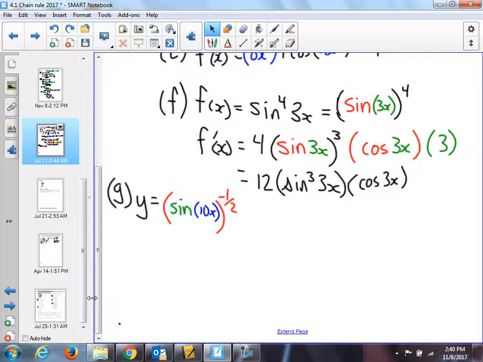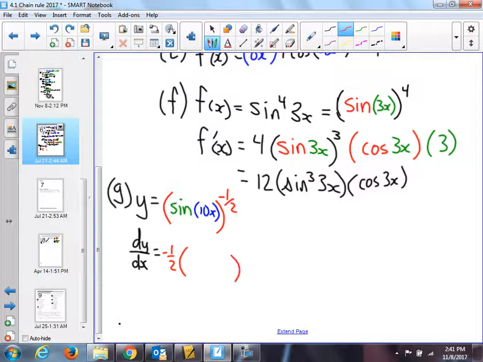Yep. Things are clicking. dy/dx. So the outer function, I bring down the -1/2, subtract 1, so that's minus 3 halves. That's arithmetic. I have not changed the inside at all. Now, you don't actually need the brackets around the 10x, but I'm just re-emphasizing composition. Three functions. Yes.